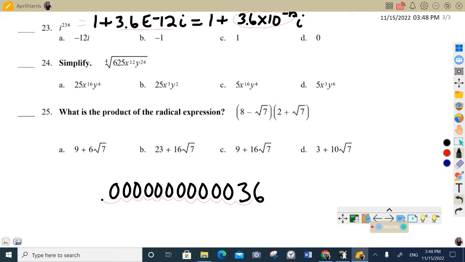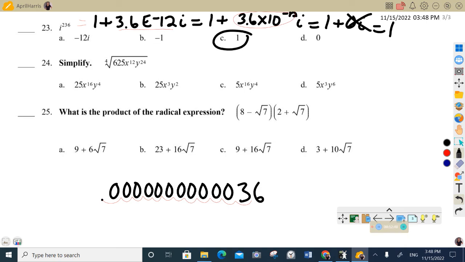So if I told you had 0.000, all those zeros, 36 in your banking account, you got nothing. All right? So nothing is 0. So really what we have is 1 plus 0i. 0i is nothing, so the answer is 1.